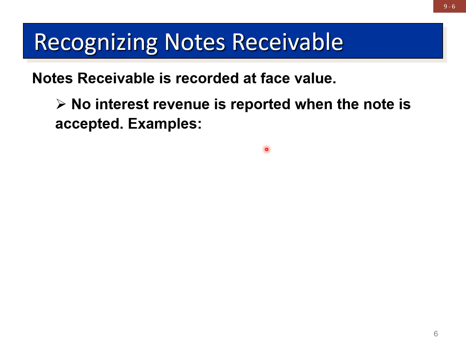Notes receivable is originally recorded at face value. No interest is reported when the note is accepted. The first example is when you give somebody a loan. So you give them the cash of $5,000, so that's why you're crediting cash, and you accept the note. So you debit notes receivable for $5,000.